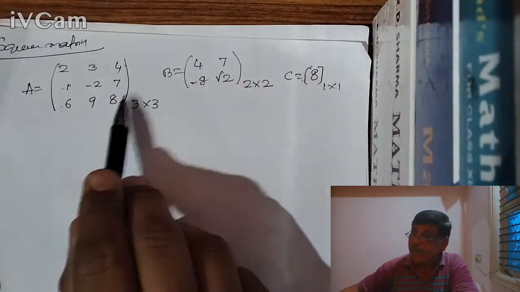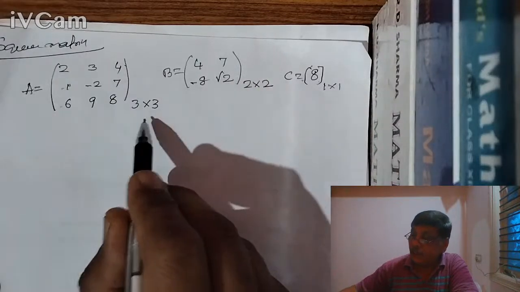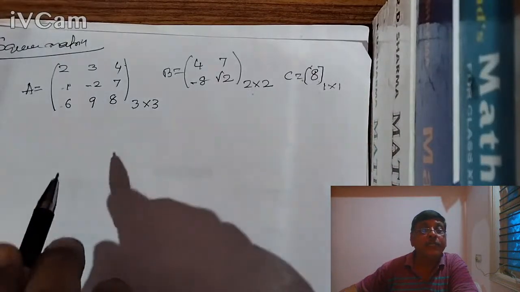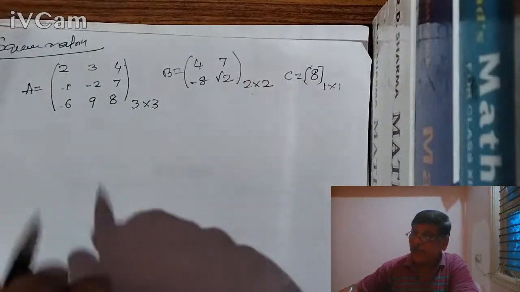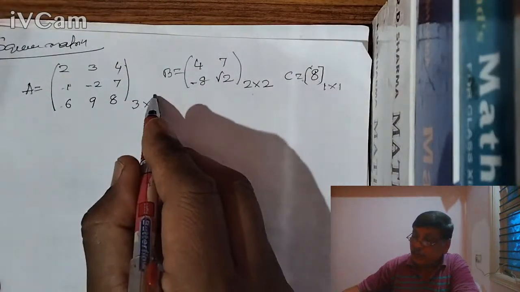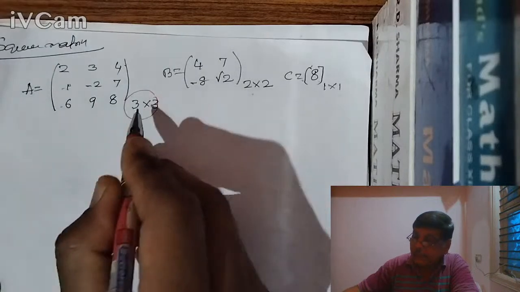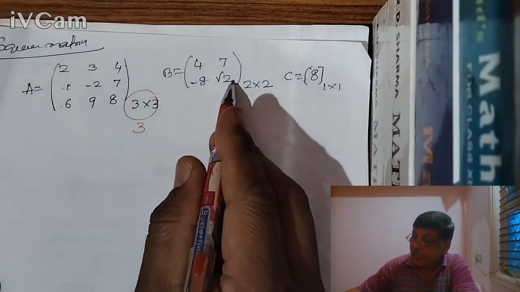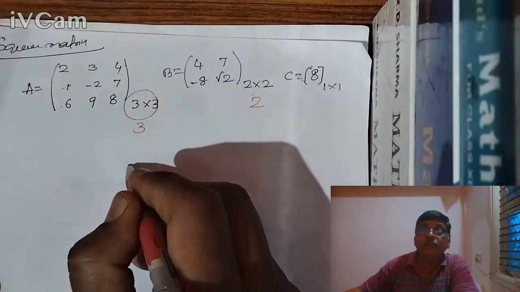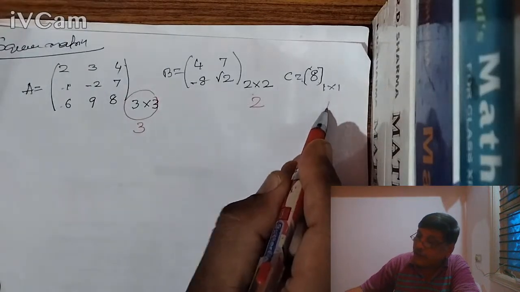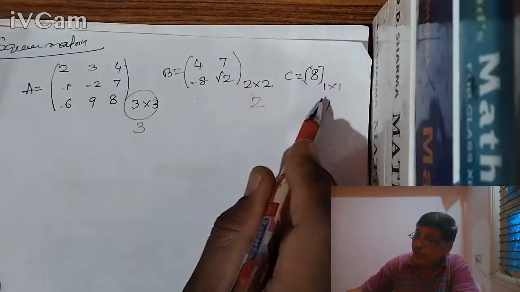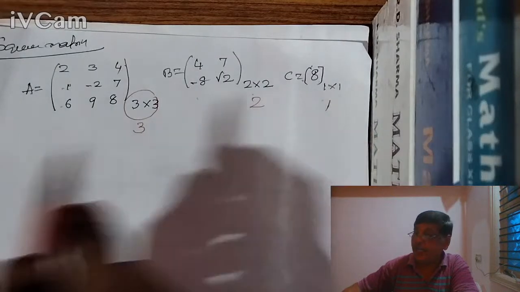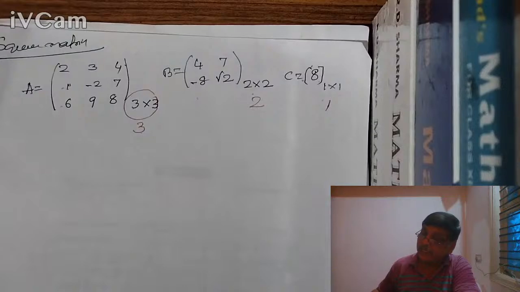So here A, B, C are the square matrices of orders 3 by 3, 2 by 2, 1 by 1 respectively. Yes or no? So in square matrices, instead of saying order 3 by 3, simply we say that order is 3. Here we say that order is 2. Here we say order is 1. So here A, B, C are the square matrices of order 3, 2, 1 respectively. Okay. Next.